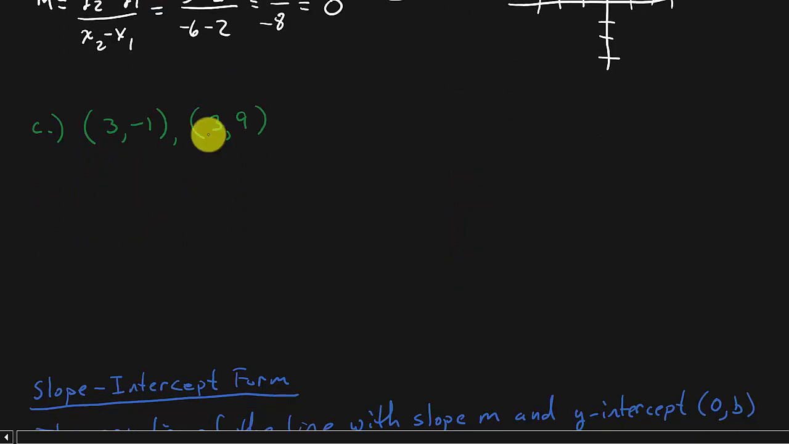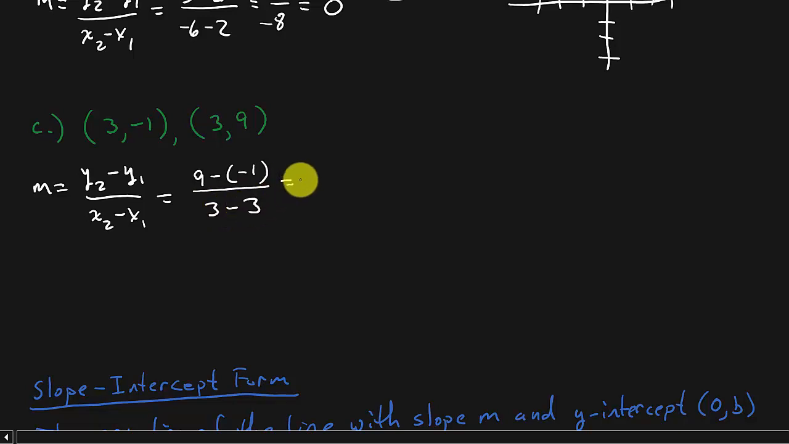So we've got 2 points. Let's find the slope. So m, that's y2 minus y1 over x2 minus x1. So that's going to be 9 minus negative 1 over 3 minus 3. So that's going to be what? 10 over 0, which this is undefined. So there's the slope of your line.